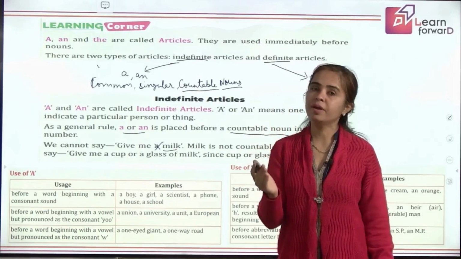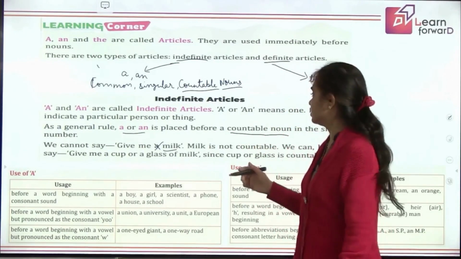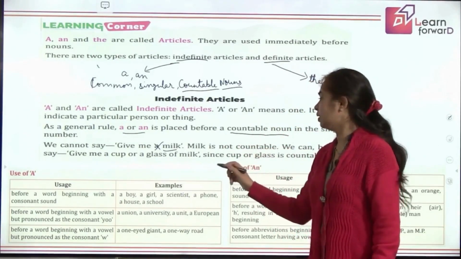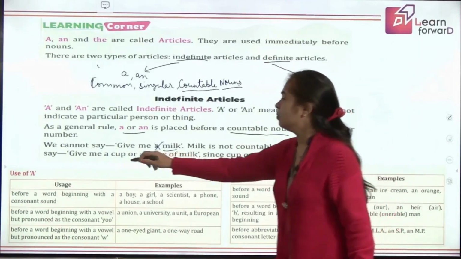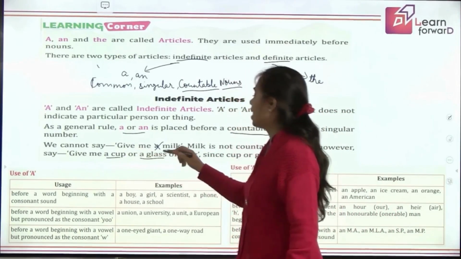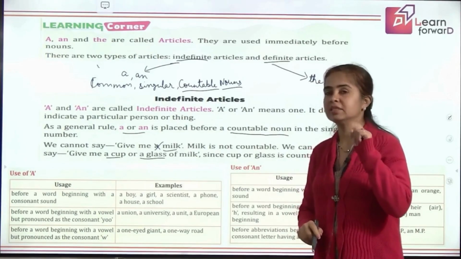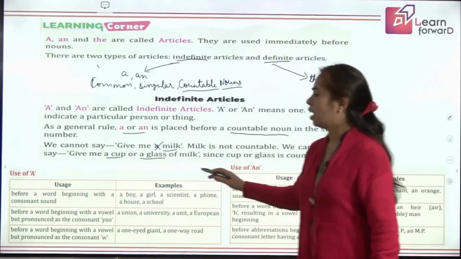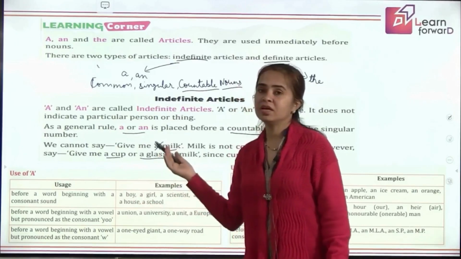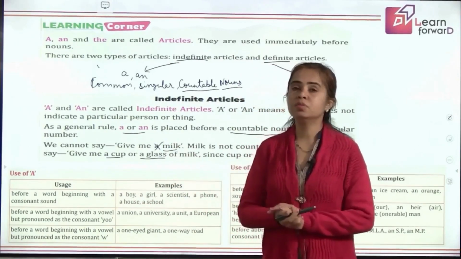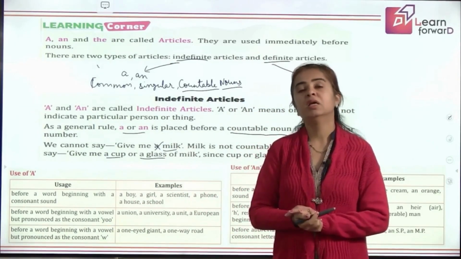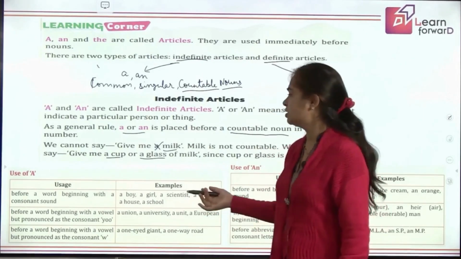It is a common noun. So before that we can say, milk is not countable. Yes, we can say, give me a cup or a glass of milk, because the cup or the glass we can count and it is singular, right? Now, what is the difference when we are saying a and an? Both are used before singular countable nouns. Then what's the difference? Let's see.